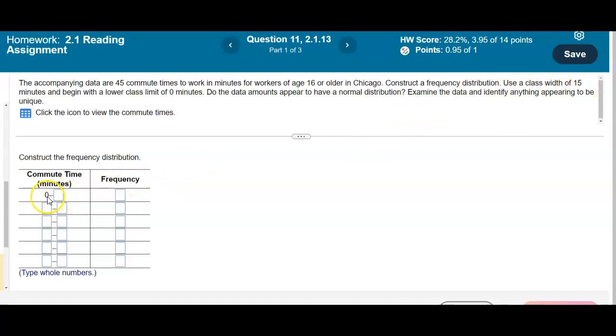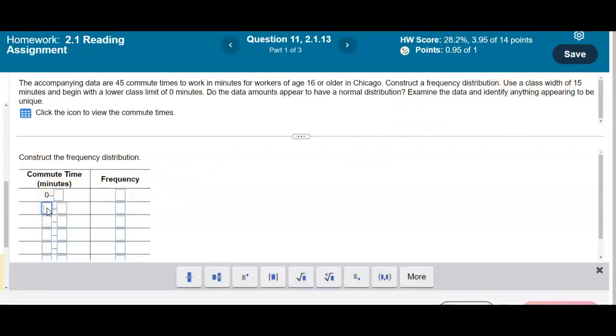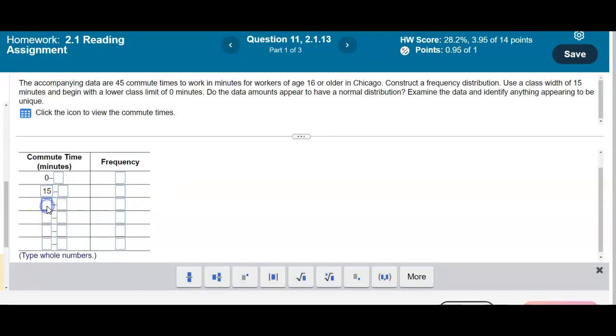So that means that we're going to go from 0 to 15, and then from 15 to 30. 30 plus 15 is 45, and 45 plus 15 is 60, and 15 plus 60 is going to give us 75. Now the number here is going to be one lower than the 15, so we're going to start with 14. One number lower than 30 is going to be 29. One number lower than 45 is going to give us 44.